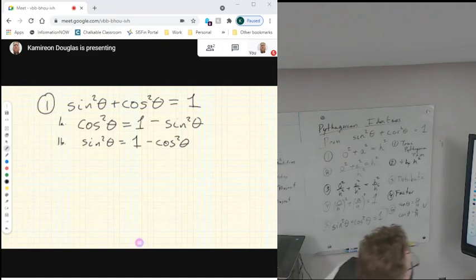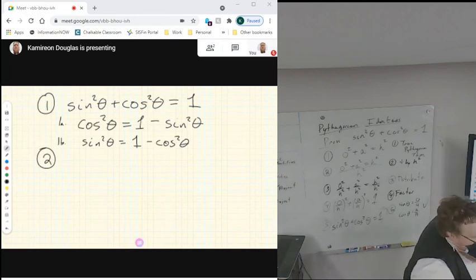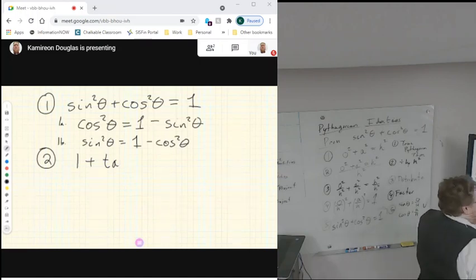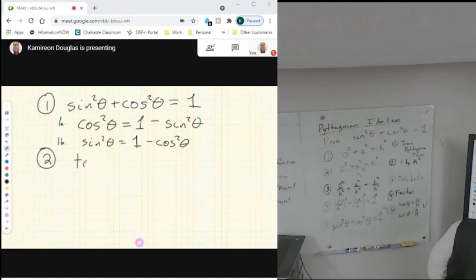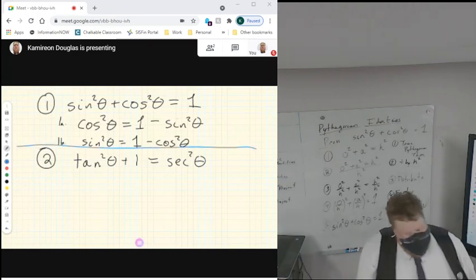Let's go to number 2. I believe on your cheat sheet, the second version of this problem says 1 plus tangent squared, or is it tangent squared plus 1? They're the same thing, right? Tangent squared plus 1 equals secant squared. So, problem 1, let's prove this second one.